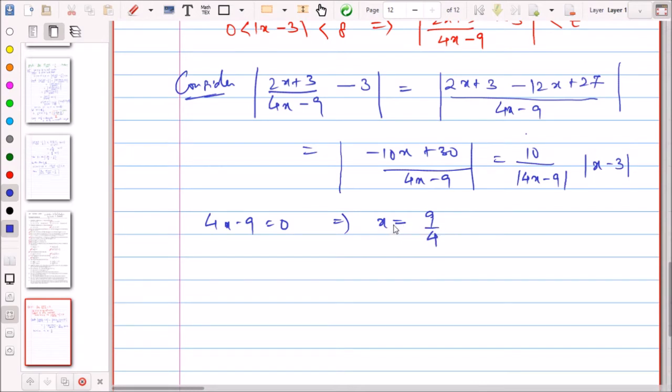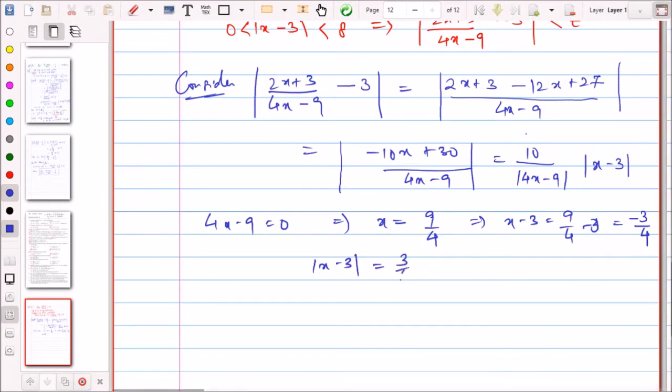Now I have to express this in terms of x minus 3. This implies x minus 3 is equal to 9 by 4 minus 3, which is equal to minus 3 by 4. So |x minus 3| should be 3 by 4. I have to take a bound smaller than this, so I will take 3 by 8. Let |x minus 3| be less than 3 by 8.